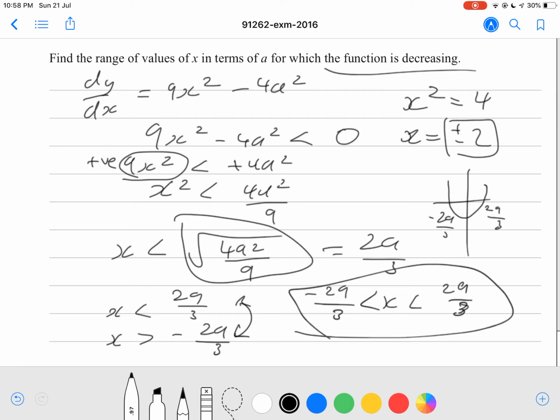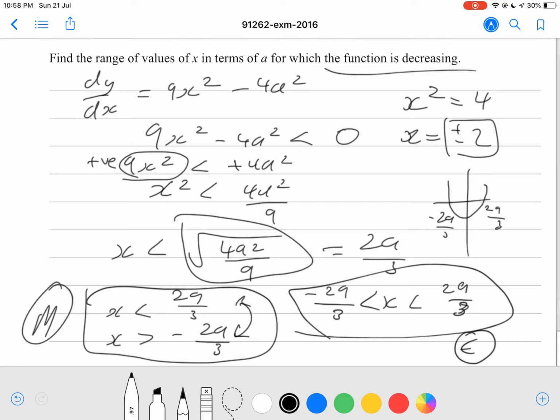And getting all the way up to here, this inequality will get you an excellence grade. To get a merit grade, you'll need to find the correct x values. So if you find these two x values, you get a merit grade. And to get an achieved grade, you're finding the correct derivative, extra easy. That's only the first step. That'll get you an achieved.